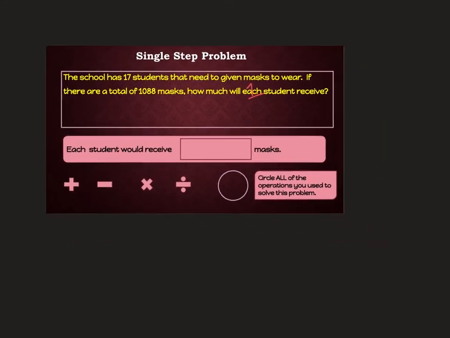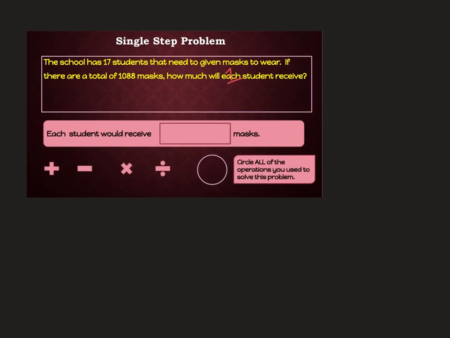Okay, let's move this over here so we can do a little bit of work. I'm going to use this strategy, get. And again, this is the strategy that helps me figure out if I'm multiplying or dividing. If I have the total, I'm going to be dividing. If I do not have the total, then I will be multiplying to find the total. So here it says I have a total of 1,088 masks. That means I do have a total. That means I will be dividing.